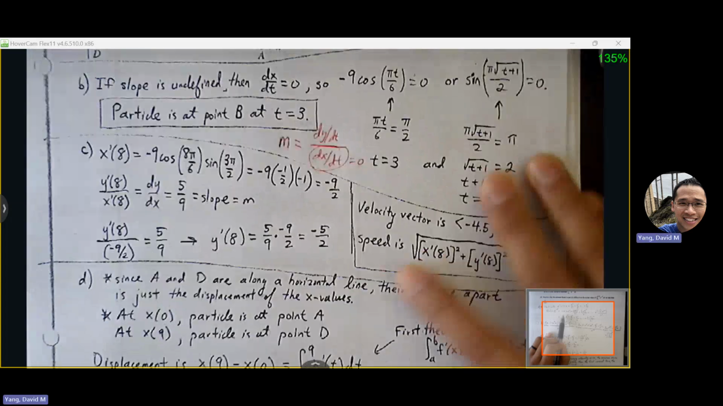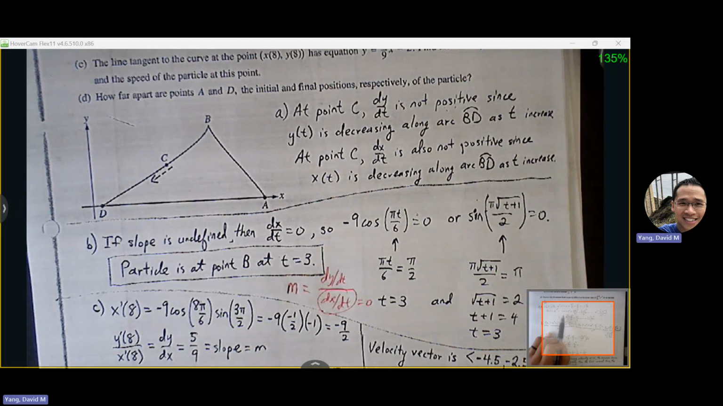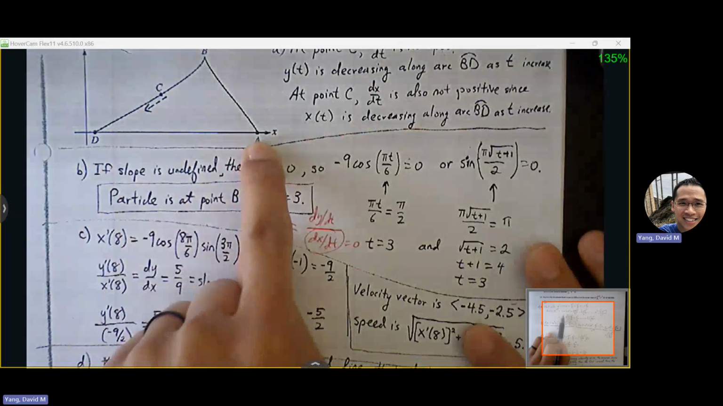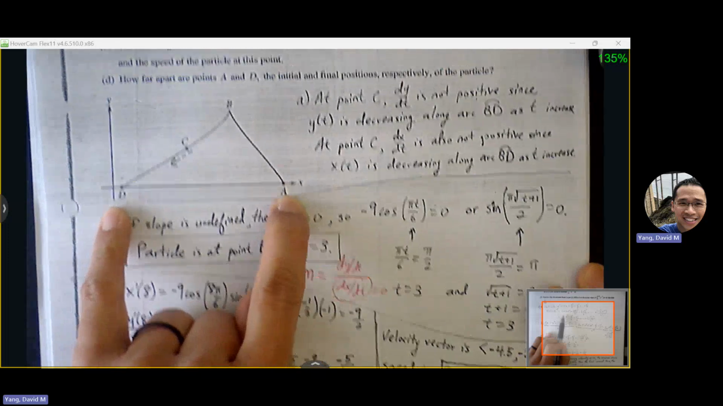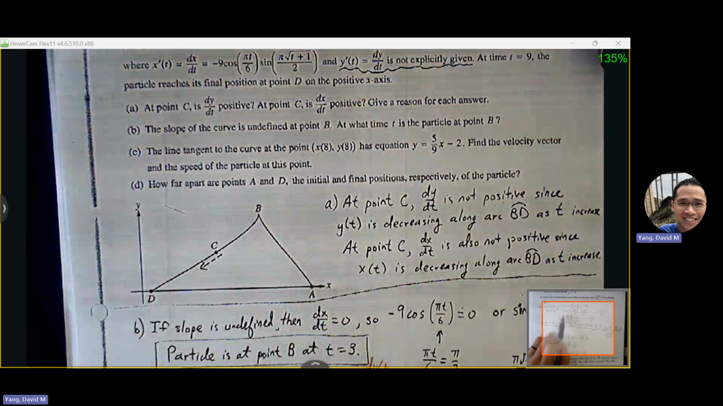Part D says how far apart are the points A and D, the initial and final positions respectively of the particle. The nice thing about points A and D is that they're along horizontal lines, so we don't have to worry about anything with vertical components. It's not going to make any difference. So we can just find the displacement between 0 and 9, right? We know that at 0, the particle is at point A. We know at t equals 9, the particle is at point D. At time t equals 9, the particle reaches final position D on the positive x-axis.